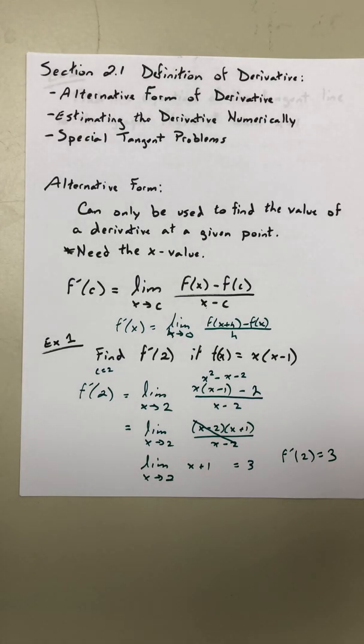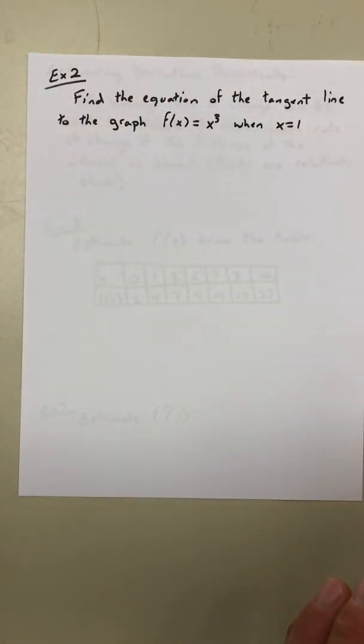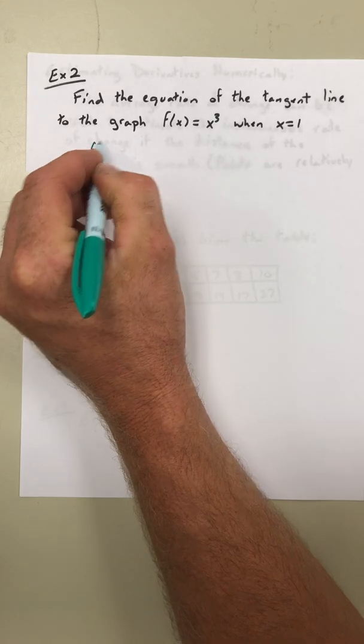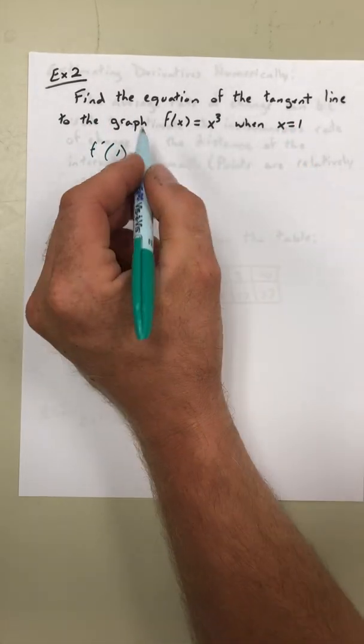So this is going to simplify our life a little bit so that we can find the value of a derivative at a specific point. So with that, we can go ahead and find the equation of a tangent line a little easier than we did yesterday. So we're going to find f prime of 1 because we know our x value is 1.